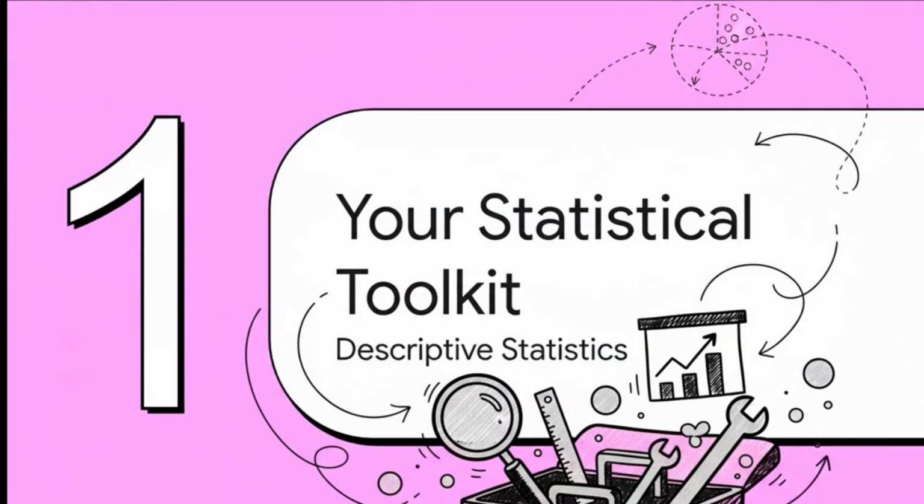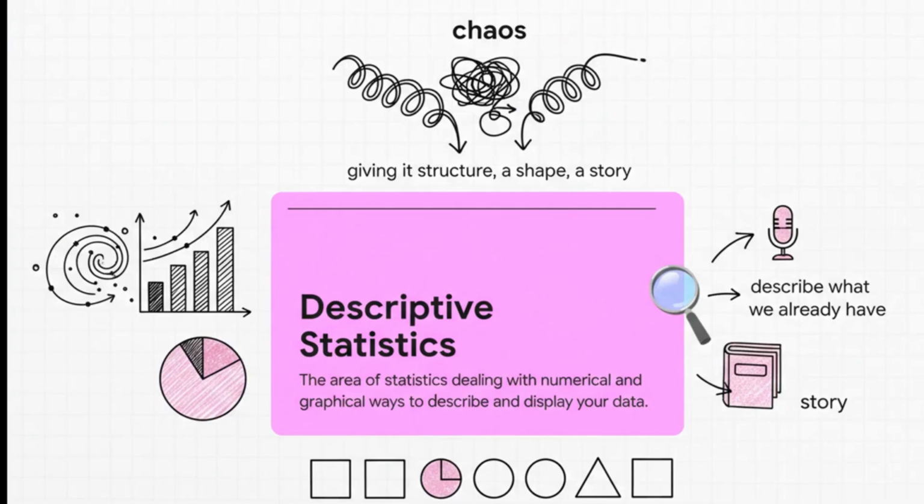Well, lucky for us, there is an answer. It's a really powerful set of tools. So welcome to the world of descriptive statistics. Seriously, think of it like your personal toolkit for cleaning up data and finding the hidden gems inside. Okay, so what exactly is it? It's basically the art and science of organizing and summarizing data. We're not trying to be fortune tellers here. We're just trying to clearly describe the information that's right in front of us. It's all about taking that chaos and giving it some kind of structure, a shape, even a story.